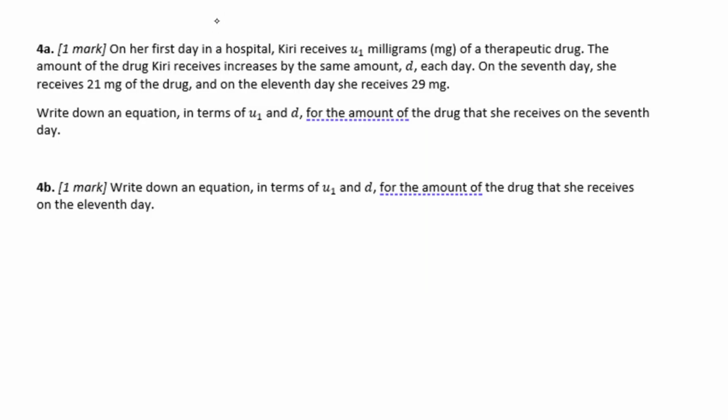Let's go to 4A. On her first day in hospital, Kiri receives U sub 1 milligram of a drug. The amount of the drug Kiri receives increases by the same amount D each day. This shows it's an arithmetic sequence. On the 7th day, she received 21.